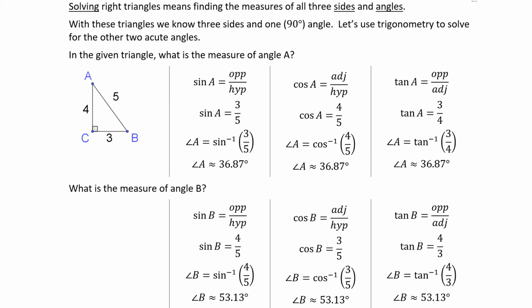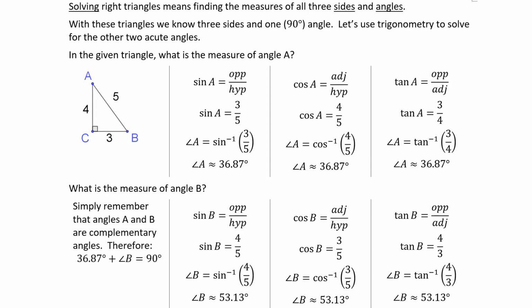But please don't forget that in a right triangle, the two acute angles are also just complementary to one another. So if one of the angles is 36.87, the other has to add up with it to get to 90 degrees, so it has to be 53.13. We're showing the trigonometry, but there's nothing wrong with just simply subtracting.